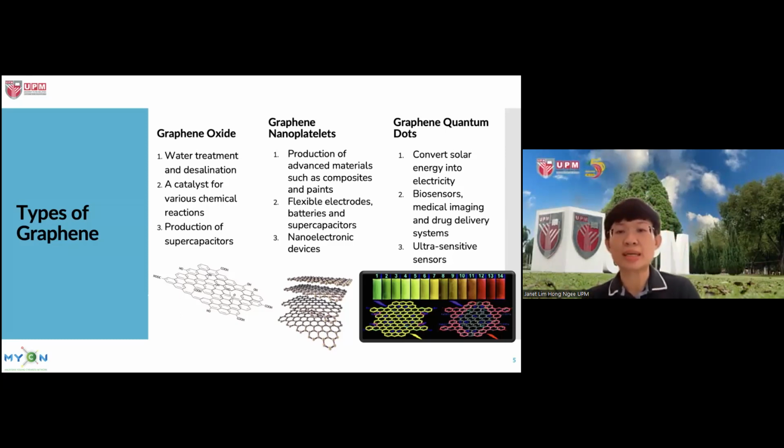And the last derivative, but not least, is graphene quantum dots. It can be converted from various kinds of reactants and easily converts solar energy into electricity. And therefore, you may see it in a lot of optoelectronics, and it can also be used in biosensors, medical imaging, and also drug delivery systems. And it also provides ultra-sensitive sensing ability.